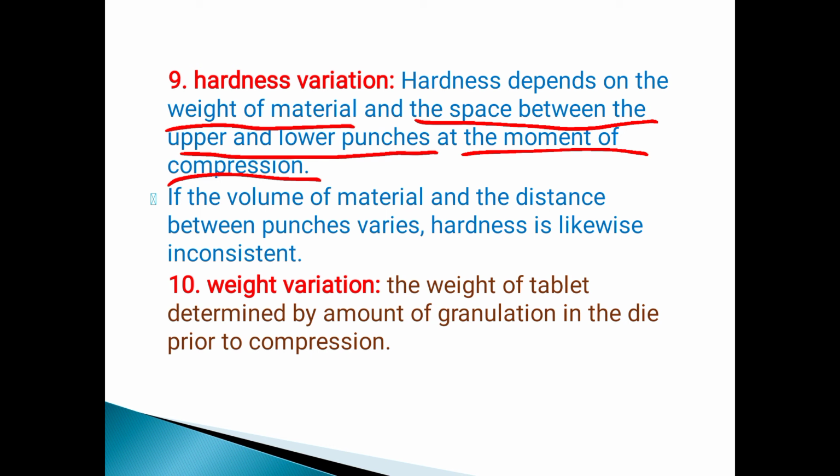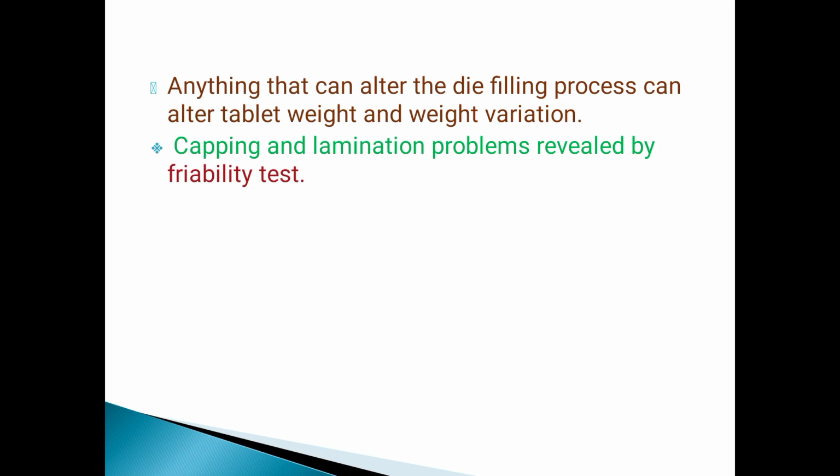Next one is weight variation. The weight of the tablet is determined by the amount of granulation in the die prior to compression. Anything that can alter the die filling process can alter tablet weight and cause weight variation.